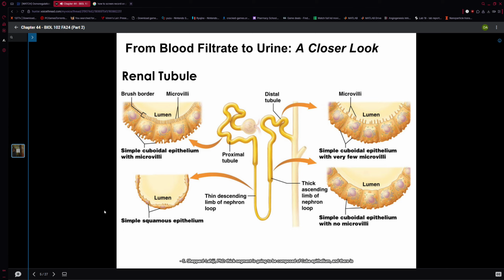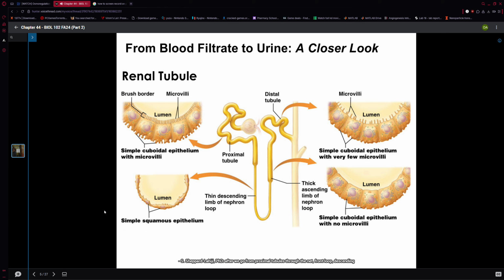The thick segment is going to be composed of cuboidal epithelium, and there is going to be a high amount of mitochondria here. The cells will be thicker. There will be a high utilization of active transport. So there will be a lot of metabolic activity that occurs in this region of the nephron loop.